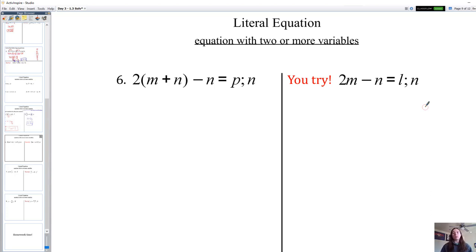Here we're going to be doing more examples of literal equations. If you think you have a pretty good grasp of this material, go ahead and skip this video, but if you're still not quite sure, keep watching.